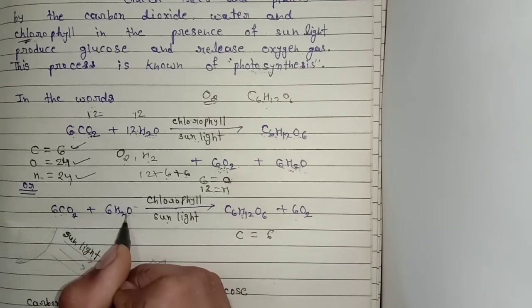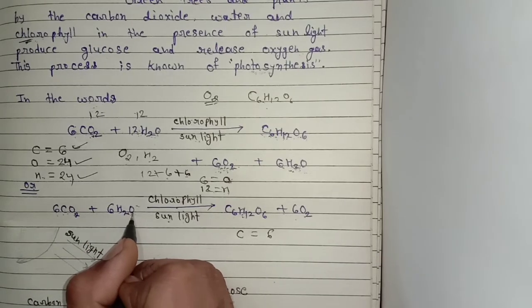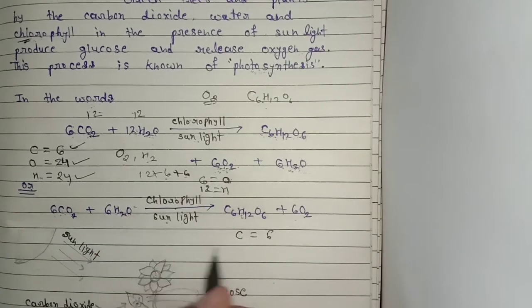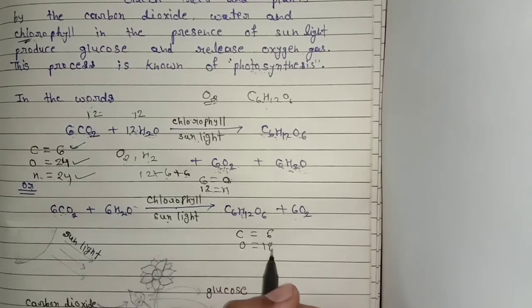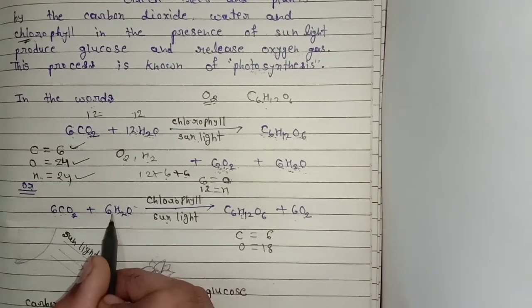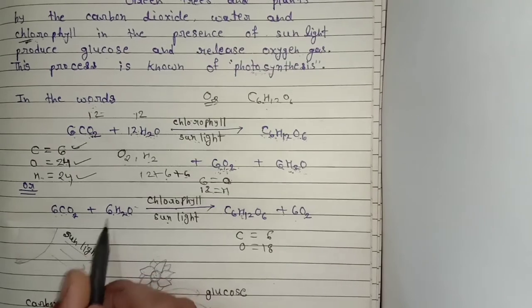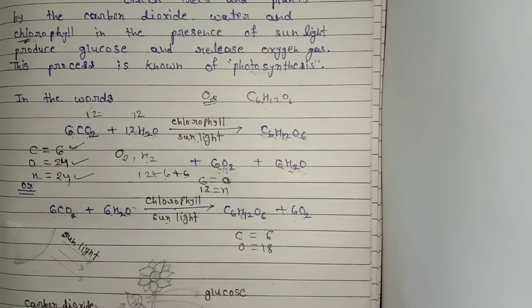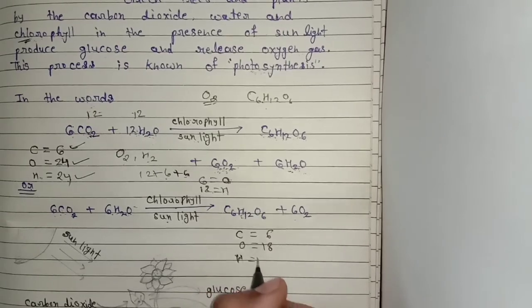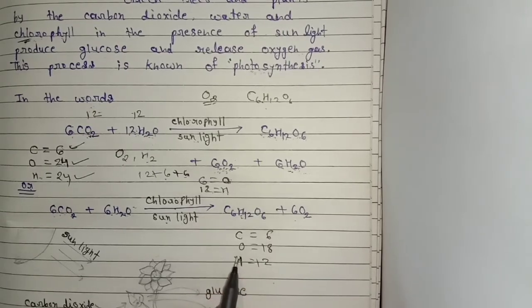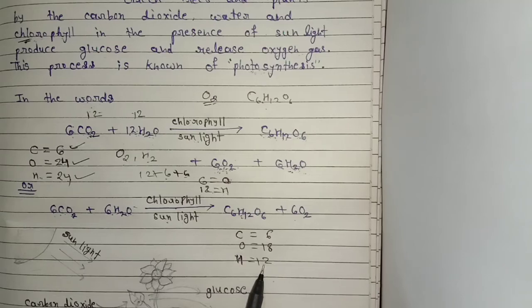So there are 6 carbon atoms present, as well as oxygen present in molecular form, so the total number of oxygen is 12. There are also 6 more oxygen present, so the total number of oxygen is 18.